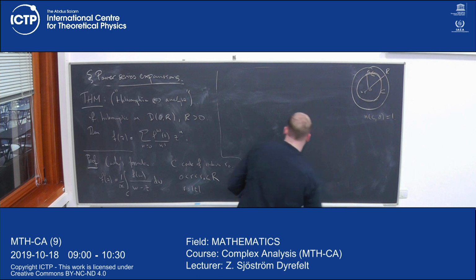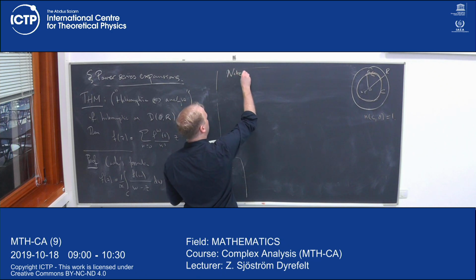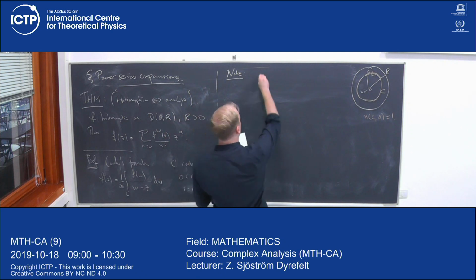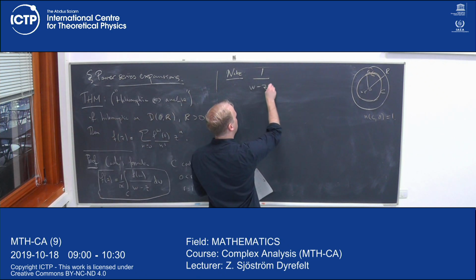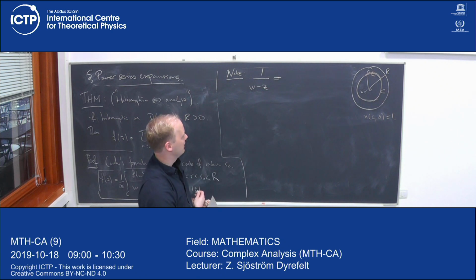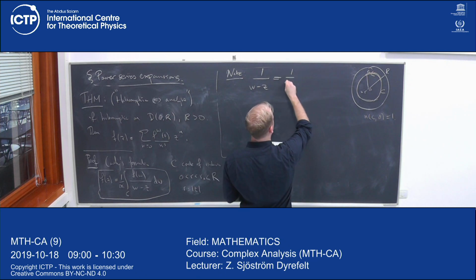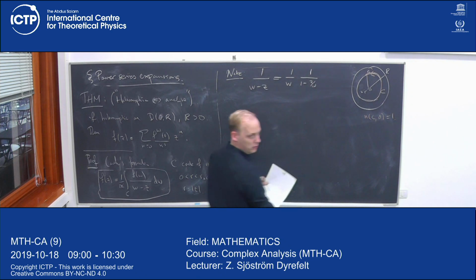Now, what do we do? Now we note, this is the sort of nice trick that everything is based on. It's based on the following, that here in this integral, you have f of w times 1 over w minus z. And then you note that this 1 over w minus z, well, now we use these clever magic things that people do. What is this equal to? It's equal to 1 over w times 1 over 1 minus z over w.